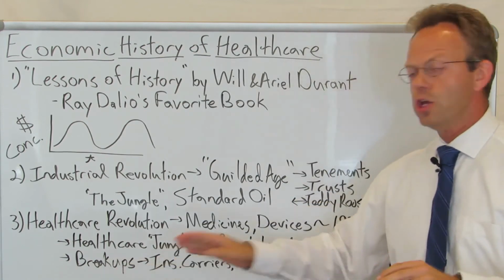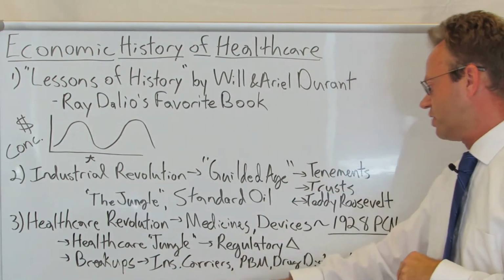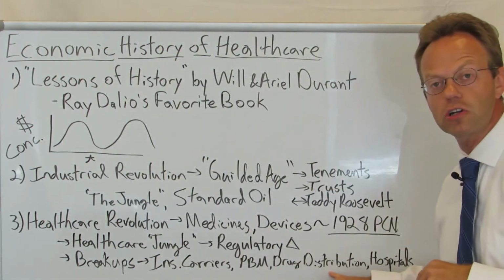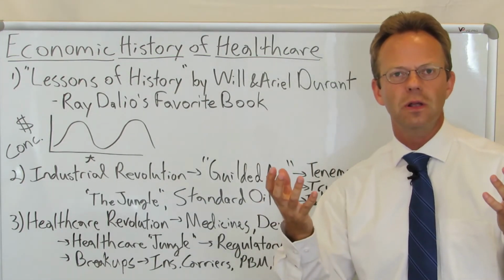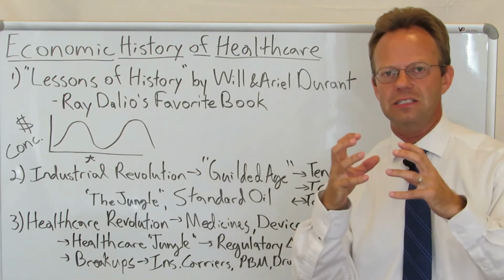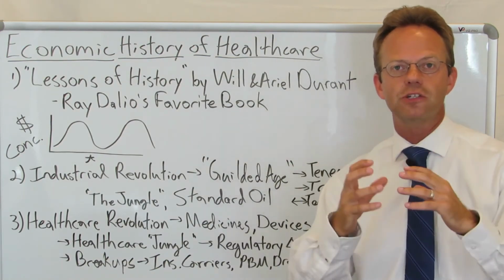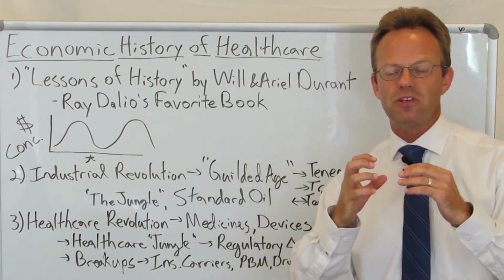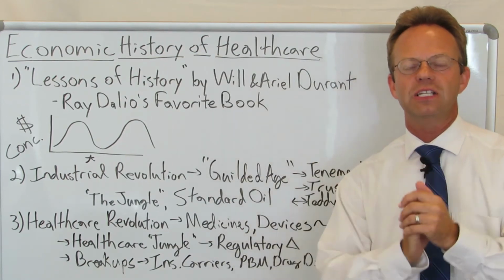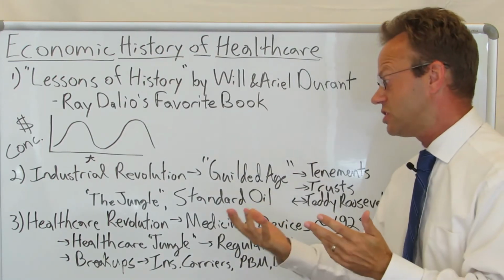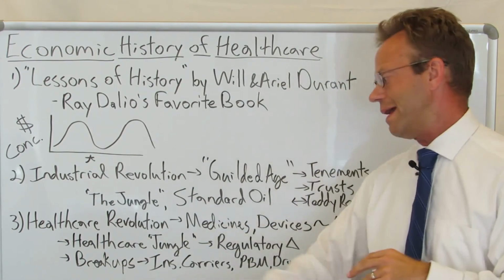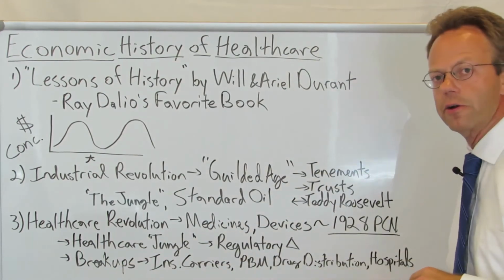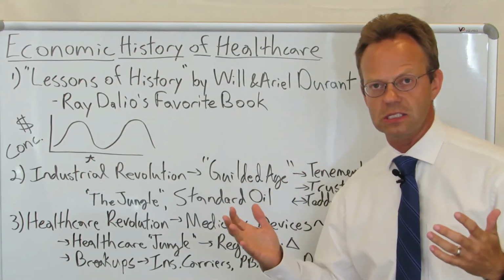Okay, next up, you've seen massive consolidation of insurance carriers, PBMs, drug distribution, and hospitals themselves. So hospitals don't have national monopolies, but they are highly concentrated markets in each individual city. So there's tremendous market power by a hospital system within a city. And so to a certain extent, are we headed towards breakups? Does there need to be government mandated breakups of these modern day healthcare trusts?